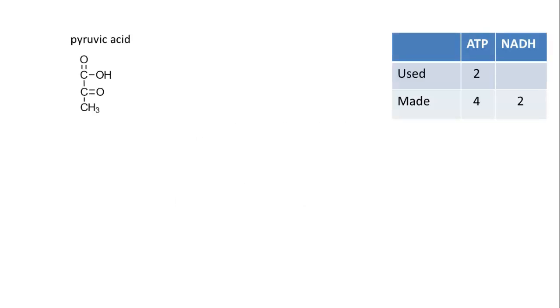When we look at glycolysis, it ends up in pyruvic acid. Pyruvic acid is a 3-carbon unit that has got to be dealt with in some way or another. When we created the pyruvic acid, we used up 2 ATP. In the end, we made 4 ATP and we made 4 NADH.